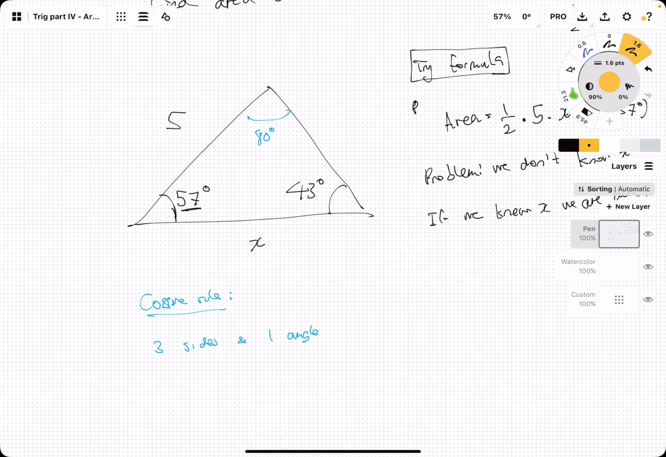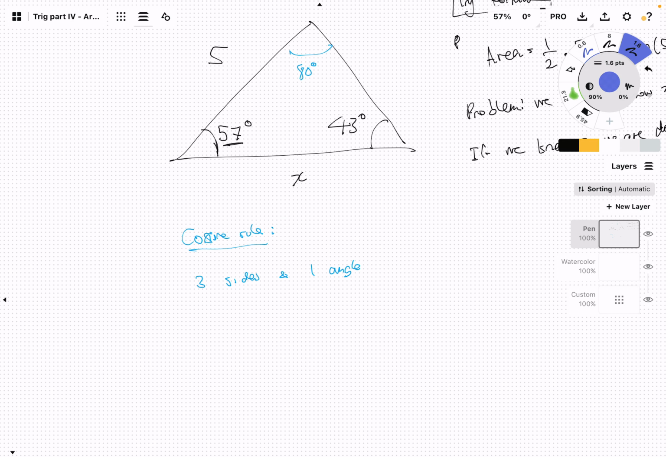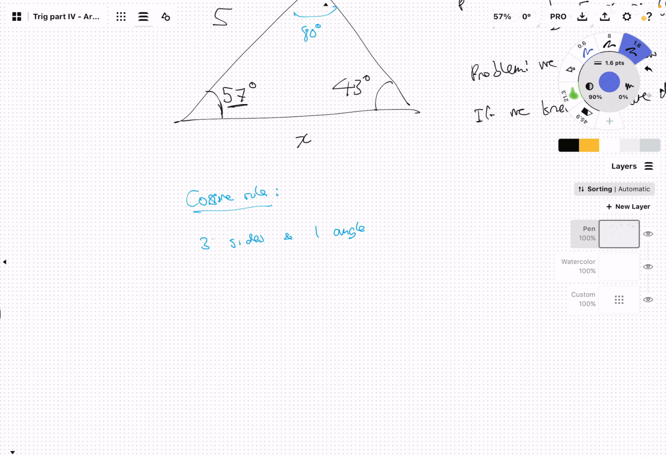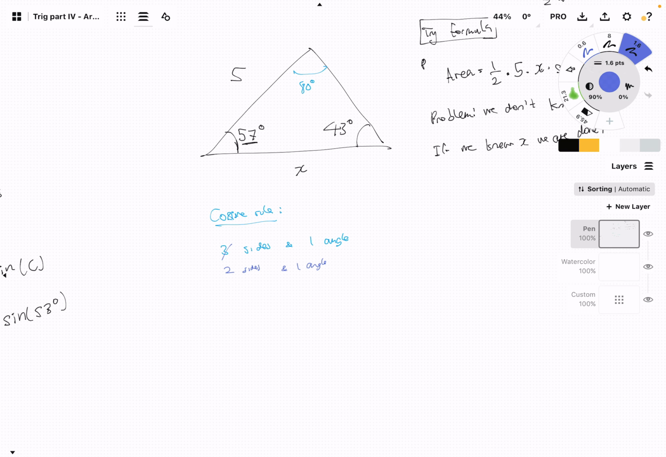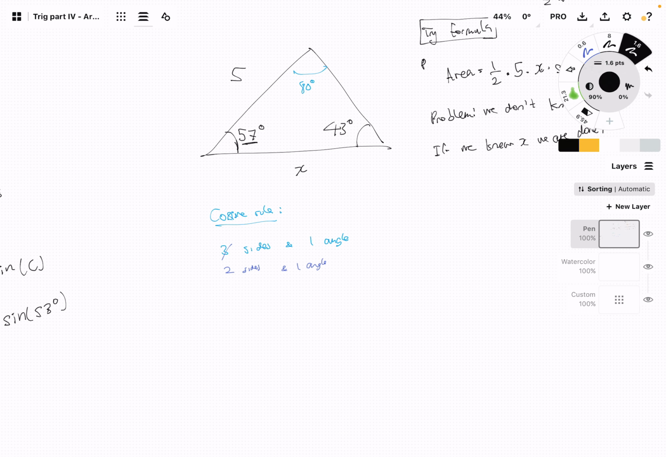So realistically, since every equation can only have one unknown to solve for, you can only really remove one side. So we still need two sides and one angle at worst, and we really only have one side, so the cosine rule doesn't work. Instead, we should use sine rule.